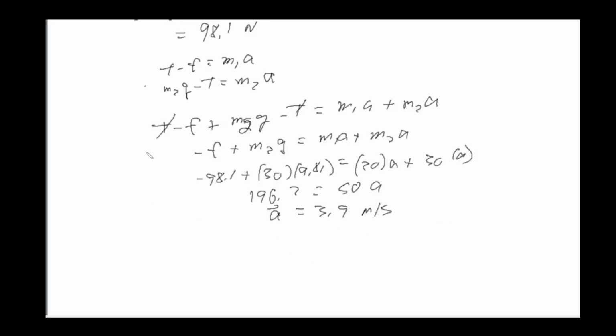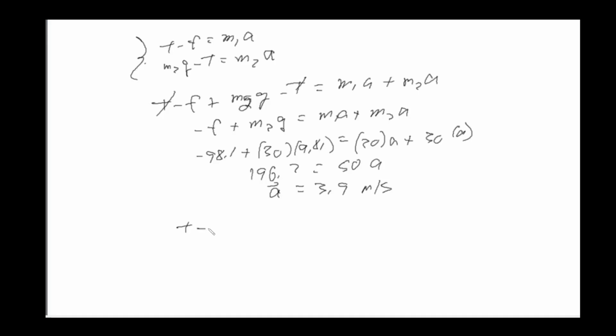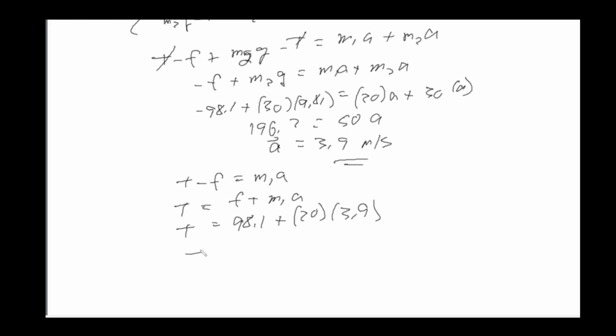Now we also want to know what the tension is in the string, and you can use either one of these two equations. So if we use the first one, T minus F is equal to m1 times a, tension is equal to F plus m1a, or tension is equal to 98.1 plus 20 times a, which we just found above. Or if you solve for that, the tension in the string is 176.1 newtons. And that's our answer for this problem.